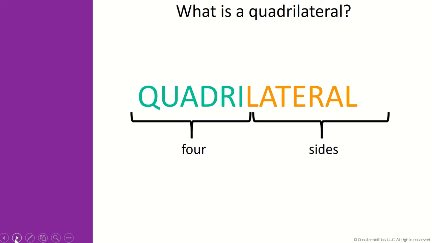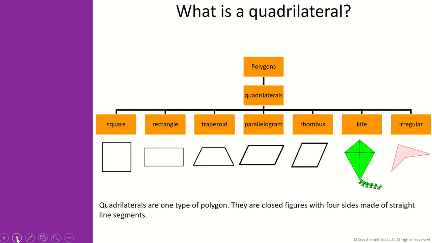On the first page, it says, what is a quadrilateral? We know that quad means four because we studied that for our vocabulary. So quad is four and lateral means sides. So quadrilateral means four sides. On the next page, it says, what is a quadrilateral at the top?